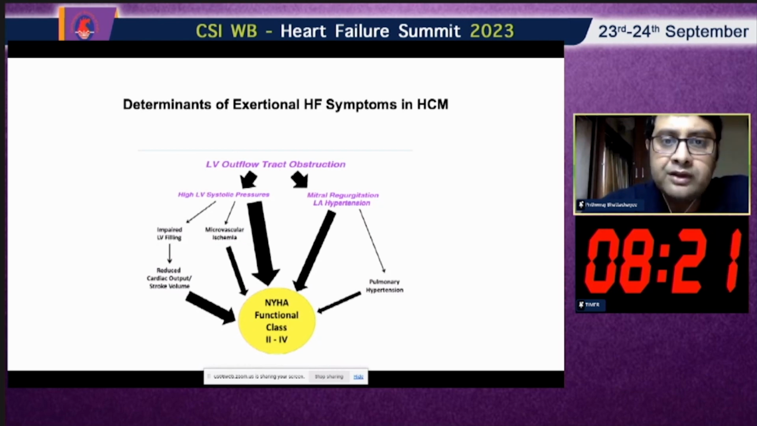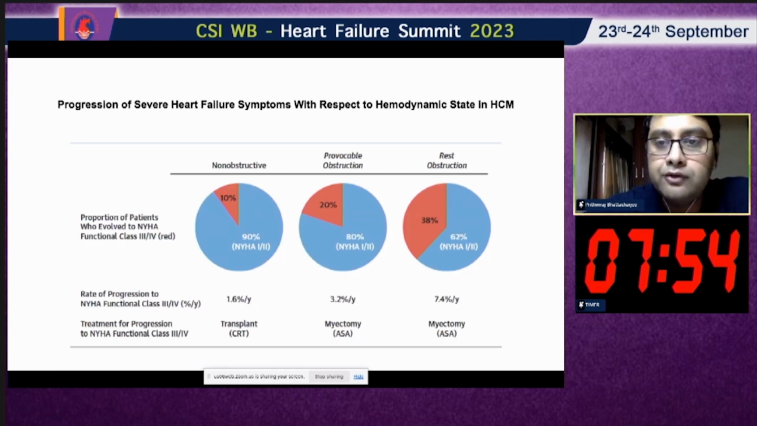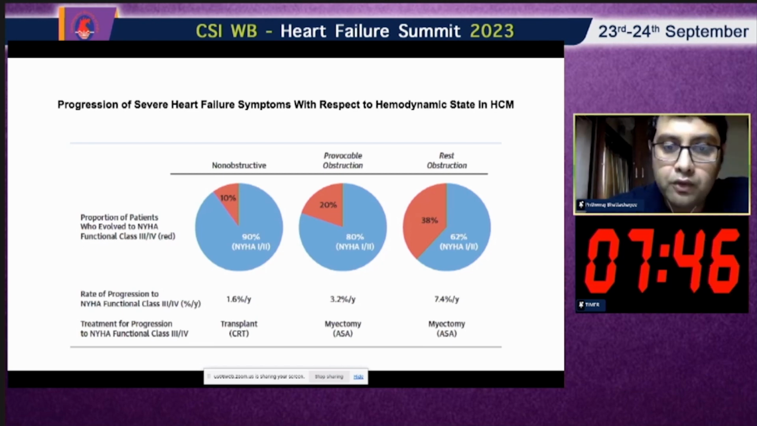And what are the determinants of exertional symptoms, heart failure symptoms? LV outflow tract obstruction, giving rise to impaired LV filling, myocardial ischemia, reduced output, mitral regurgitation, ultimately giving rise to NYHA class 2 to 4 symptoms. And this chart shows the progression of severe heart failure. In non-obstructive HCM, only 10% of patients may progress to NYHA class 3 to 4. When there is a provocable obstruction, approximately 20% of patients ultimately progress to NYHA class 3, 4, and at rest obstruction patients, about 38% may reach that symptomatic stage of class 3 or 4.